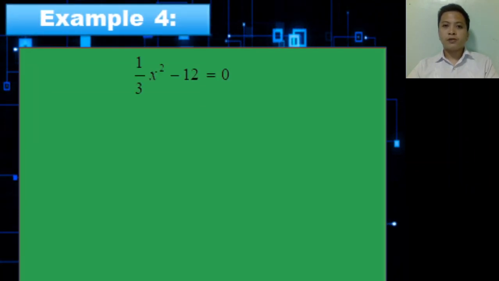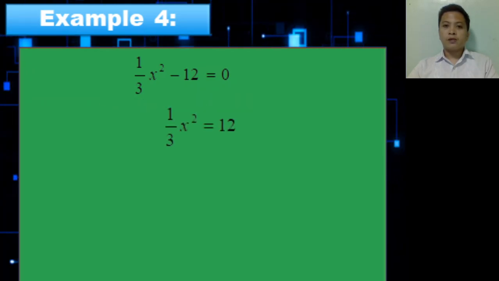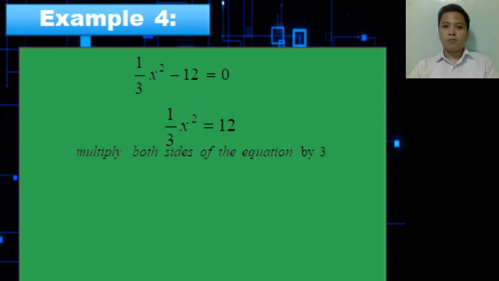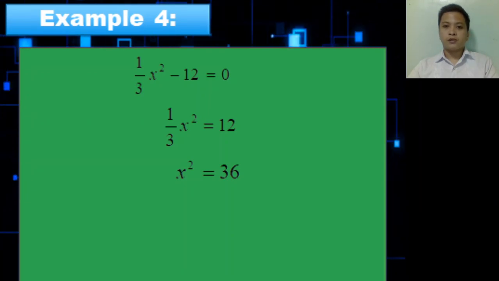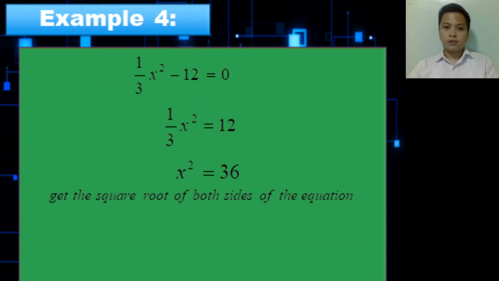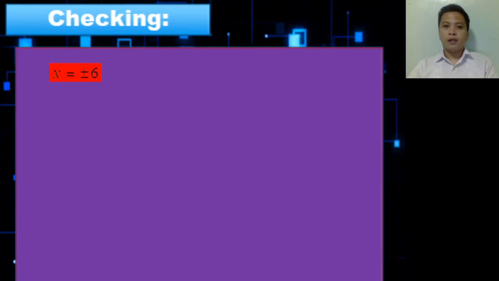Example 4, we have 1/3 x squared minus 12 is equal to 0. Transpose negative 12 to the right side. We will get 1/3 x squared is equal to 12. Multiply both sides of the equation by 3. We will get x squared is equal to 36. Let's get the square root of both sides of the equation. And the answer is x is equal to plus minus 6. Let us check.